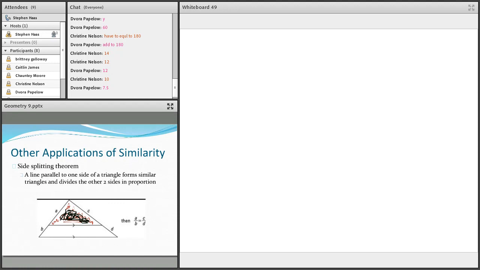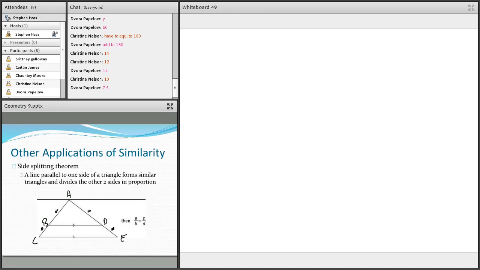Why is that, by the way? Who can articulate why the small triangle, the triangle on top, has to be similar to the big triangle? Well, let's figure this out. Do they share any angles? Are there any angles that we know are equal to each other? Let's give all the points letters. Let's call this A, this point B, this point C, this point D, this point E.